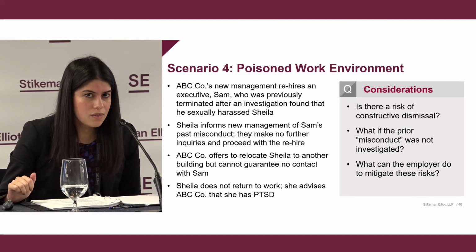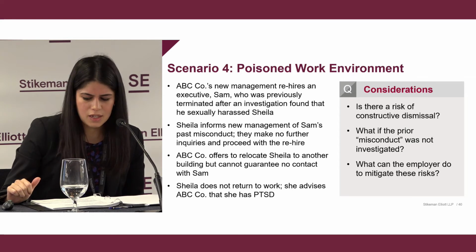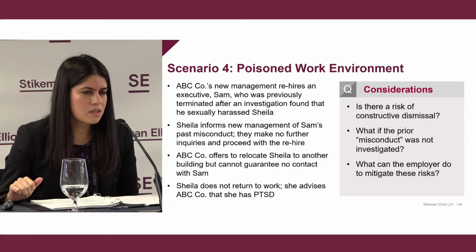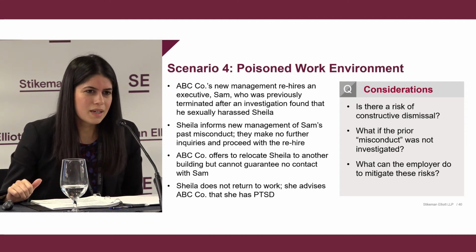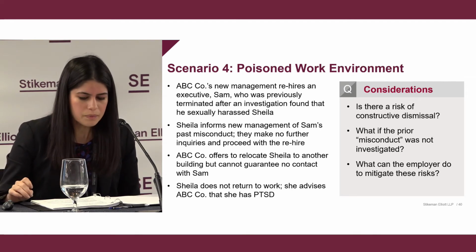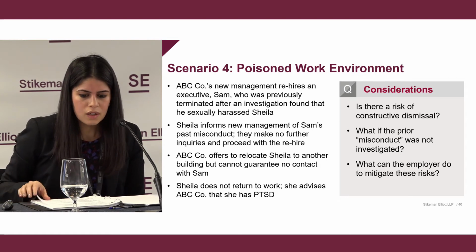First, and significantly, the company doesn't appear to have taken Sheila's information seriously at all. They didn't look into it, and it seems like they've been quite dismissive of her concerns. Second, Sheila's still going to come into contact with Sam. Nothing's really been done to protect her from this other than moving her. So definitely some risk here.